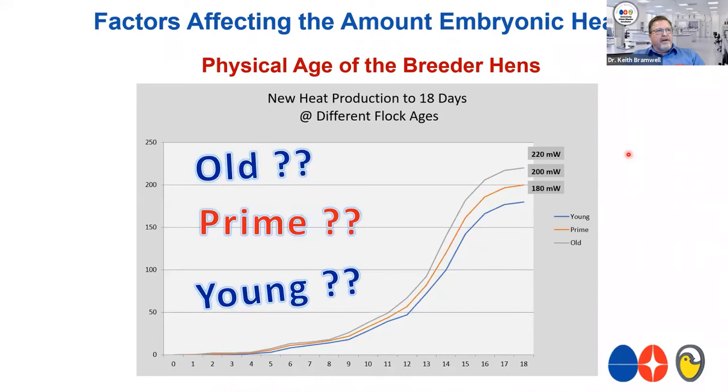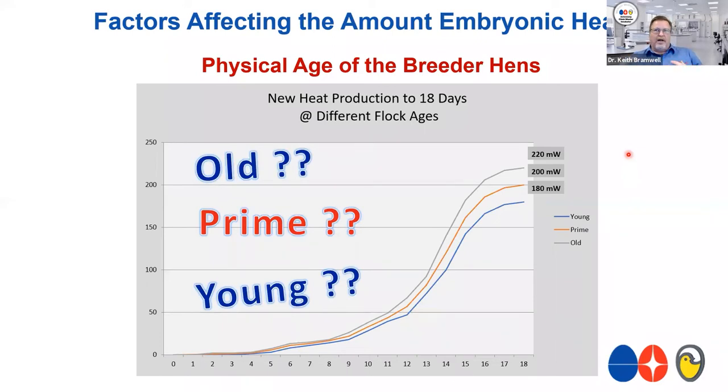The age of the breeder hens. Why does the age of the breeder hen affect this? Well, older flocks have larger eggs, which have larger embryos. Those larger embryos will produce more heat. Now, the balance there is that typically our older flocks don't have quite the fertility. So there is a balance.